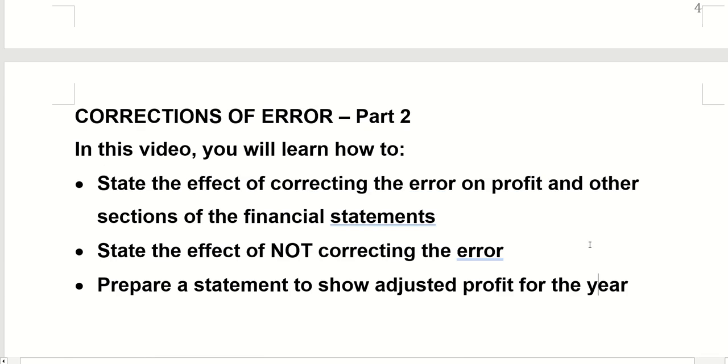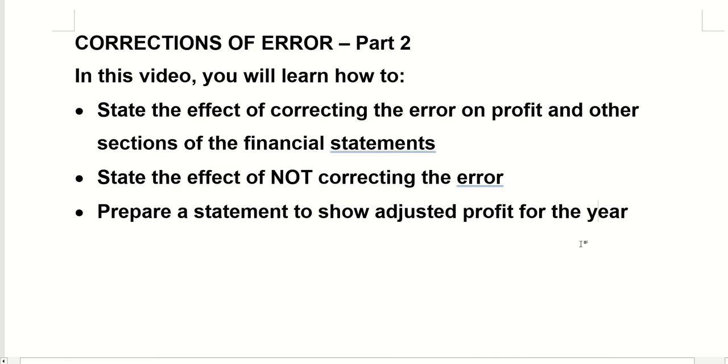I'm going to show you the format first, all right? Now, basically what happens is this. You have prepared your financial statements, right? And then what happens is that you already have a profit. And then after that, all these errors come up. Okay, so now we will prepare a statement to show the adjusted profit for the year.